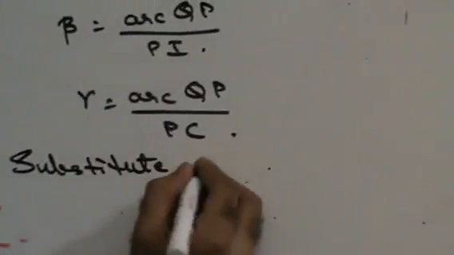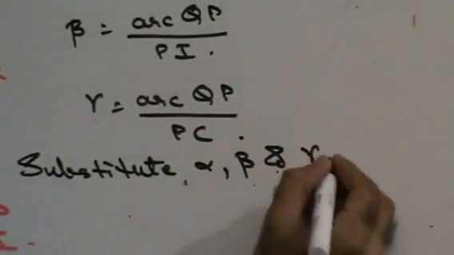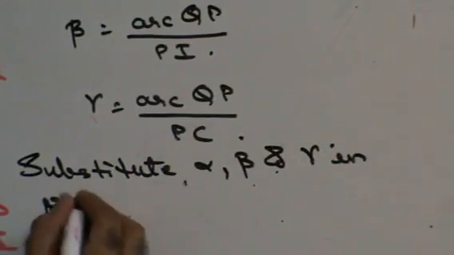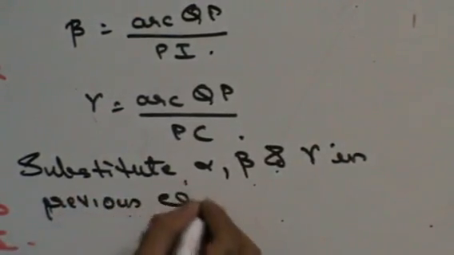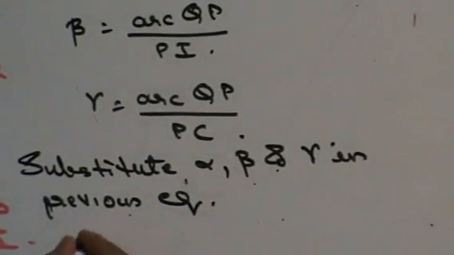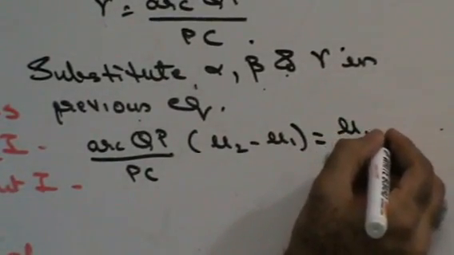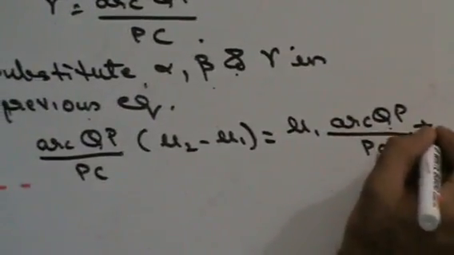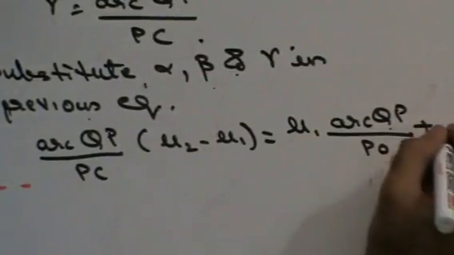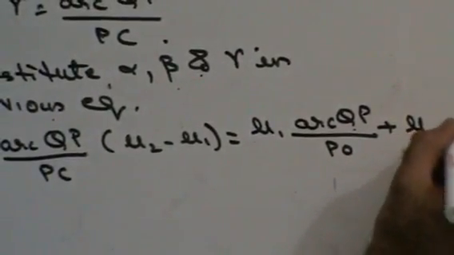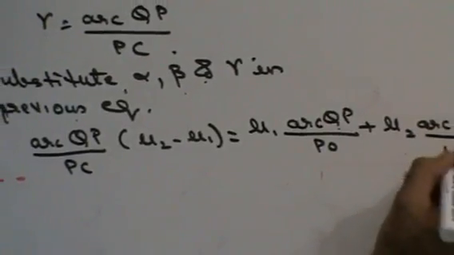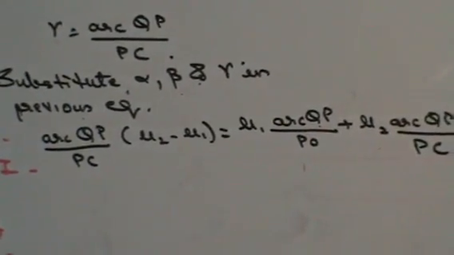Substitute alpha, beta and gamma in the previous equation. Instead of gamma, I am going to write arc QP upon PC, so mu2 minus mu1 is equal to mu1 into alpha, where alpha is arc QP upon PO, plus mu2, where beta can be written as arc QP upon PC. Arc QP is constant.